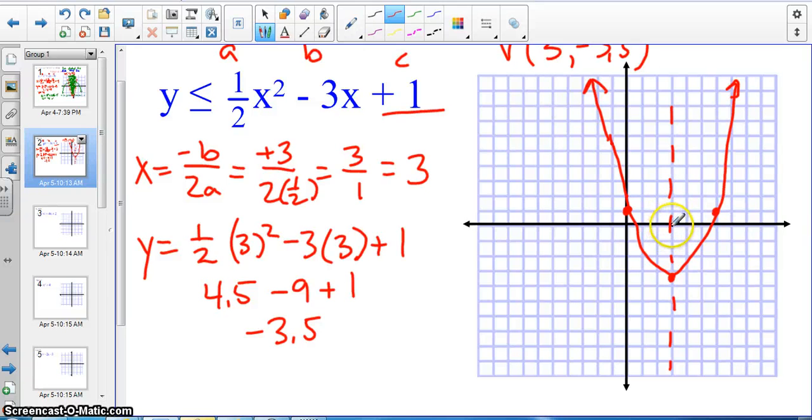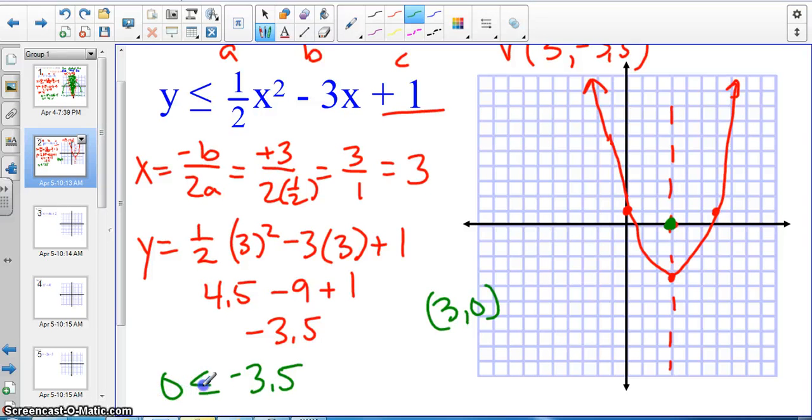I like to pick the same number that I got for my x in my vertex, 3. 3, 0, this point right here. Okay, 3, 0. So I'm going to plug that into my original equation. 0 is y. The reason why I like to plug it in is because I've already plugged that x in to find the y of my vertex. So I found the y of my vertex to be negative 3.5. The only thing that we're changing is our y. We're just picking that point.